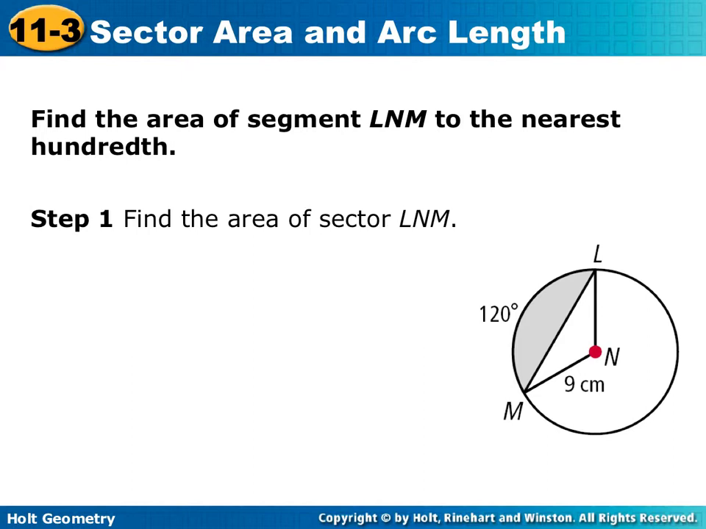So that'll find the area of the sector. What's 1/3 of 81 pi? Is it 27? 27 pi. So that would be the whole sector. Now we're going to try and find the area of the triangle and subtract it. Base and height of that triangle.